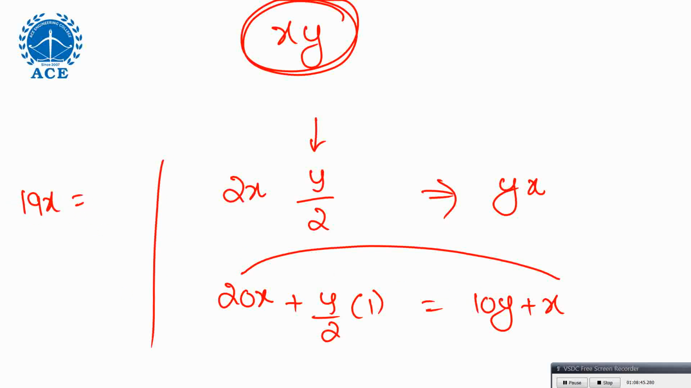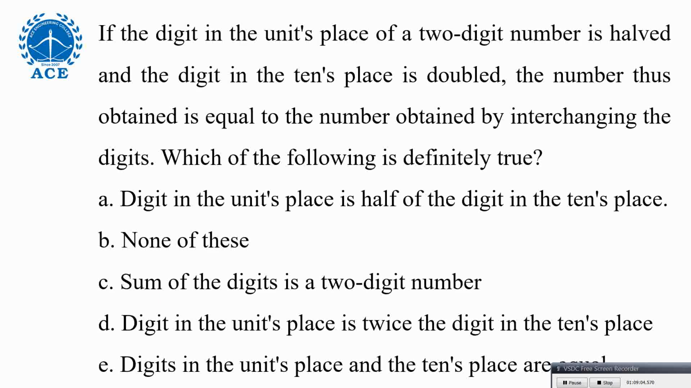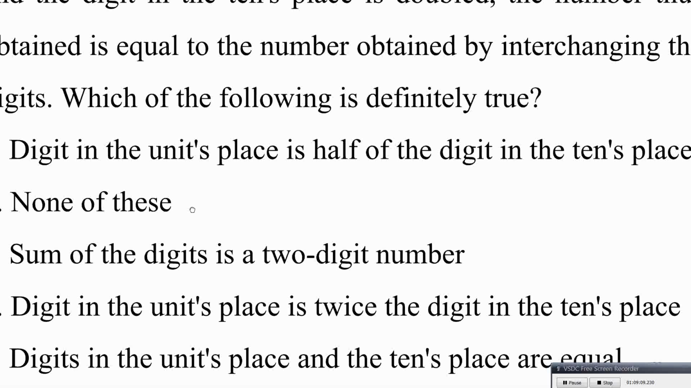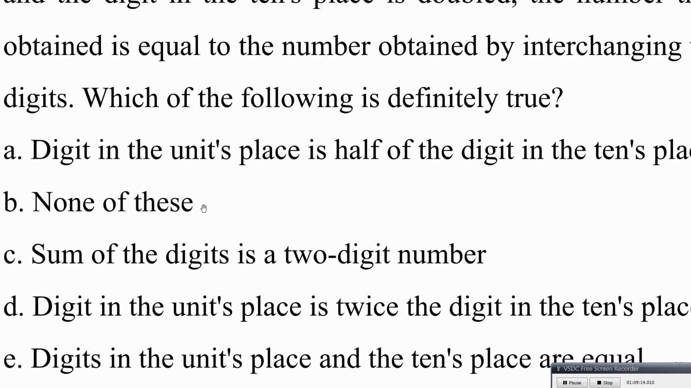19x. Here 10y minus y by 2 will give 19y by 2. Now x is y by 2. Means the tens place is half of the units place, or the units place must be double the tens place. That statement I require. So they gave option A, units place is half of tens place, is it? No, tens place is half of units place. That's not there. But D, units place is twice the tens place, is correct.